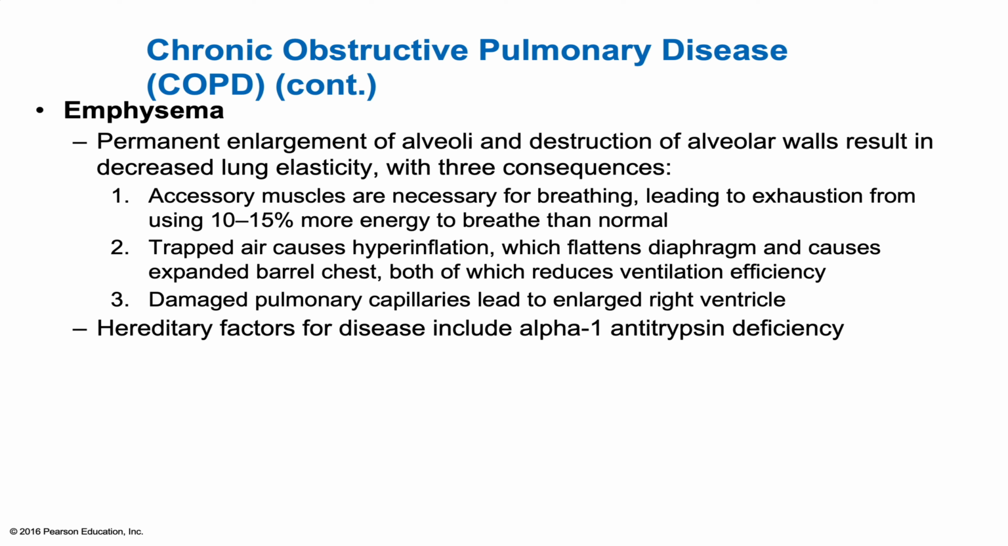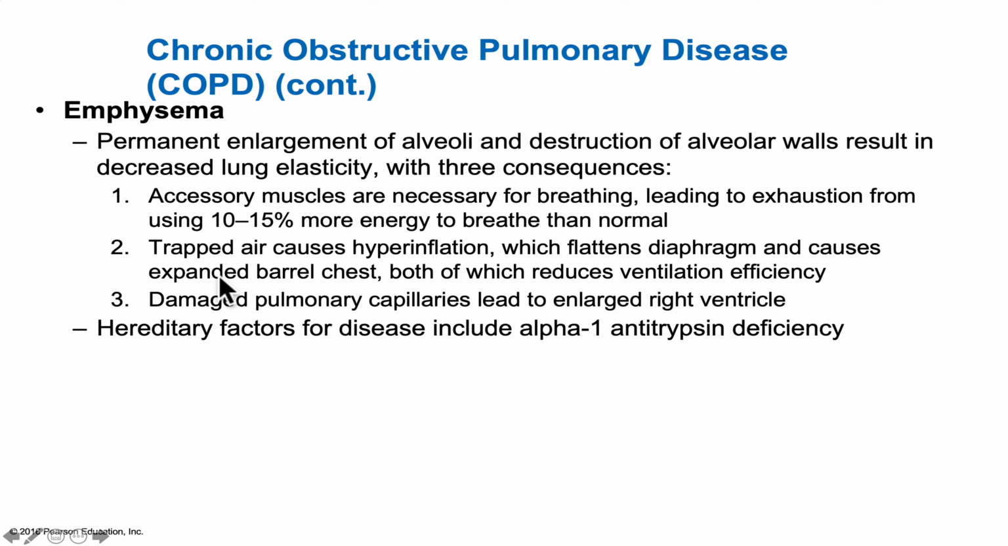Next, the bronchioles open during inspiration but collapse during expiration. And this traps huge volumes of air in the alveoli. And this hyperinflation leads to development of a permanently expanded chest, what we call a barrel chest, and it flattens the diaphragm. Therefore, ventilation efficiency ends up being reduced.